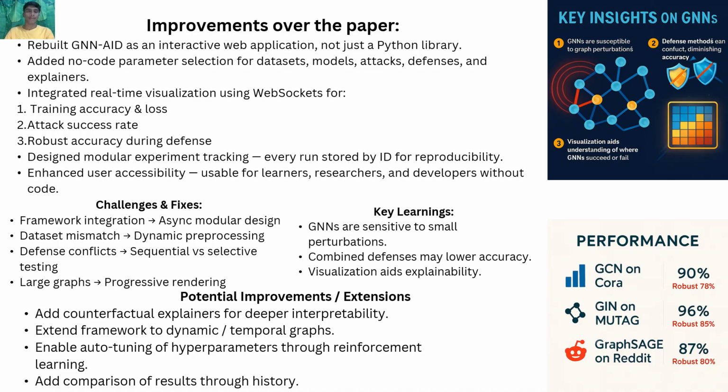Potential improvements. Going forward, we plan to add a confidence explainer, support dynamic graphs, and even use reinforcement learning for automatic hyperparameter tuning. Overall, these improvements make GNN-AID more practical, scalable, and explainable than the original paper.